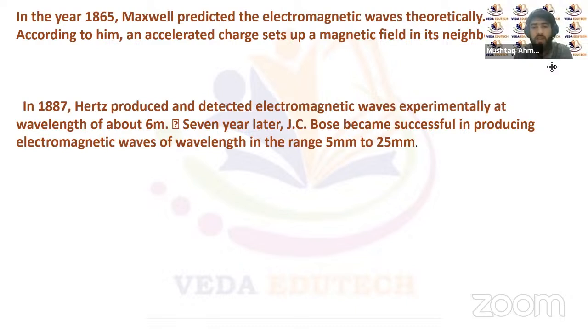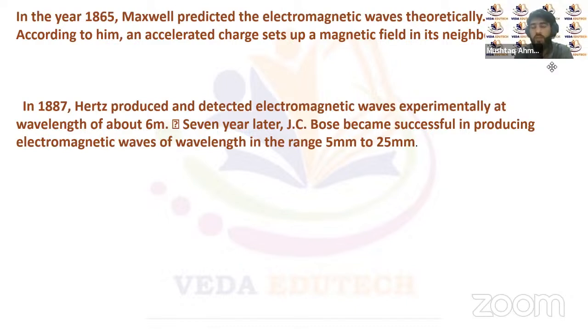And that magnetic field is actually a varying magnetic field, right? Because whenever a charge accelerates, it produces a varying magnetic field, and that varying magnetic field gives rise to the varying electric field. In turn, we can say that an accelerating charge gives rise to electromagnetic waves, right?